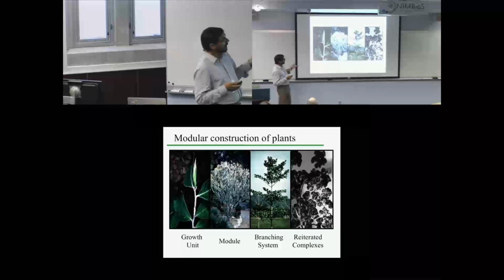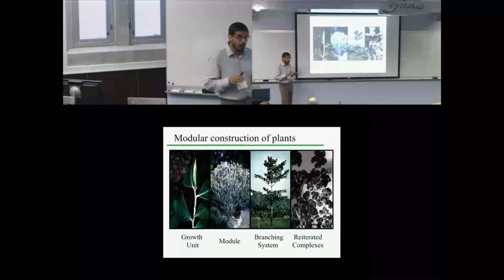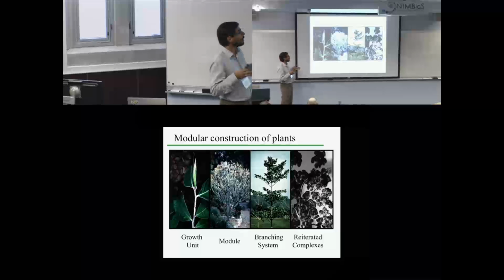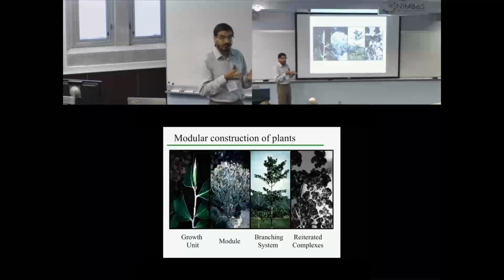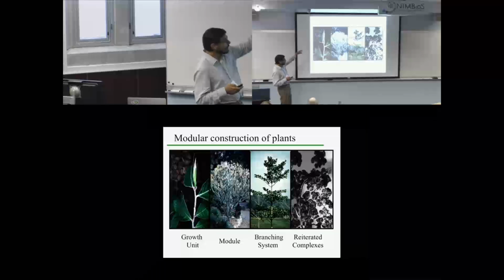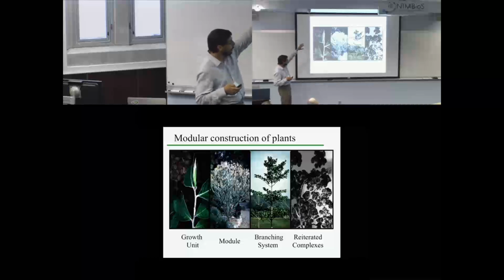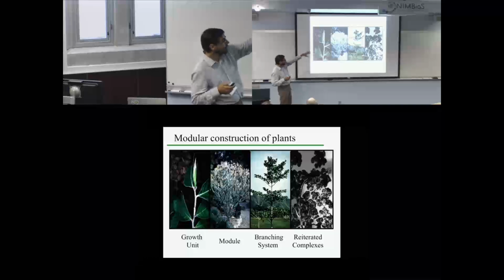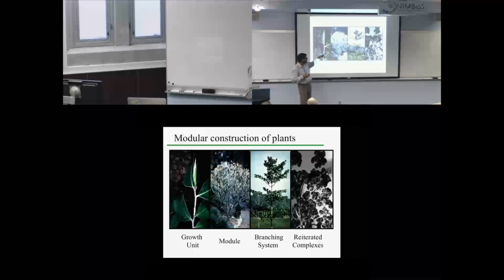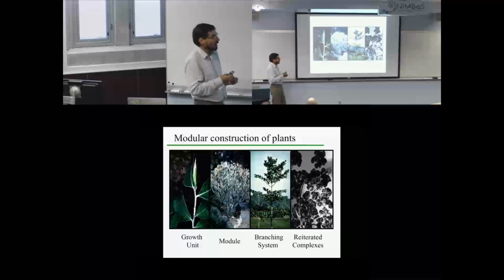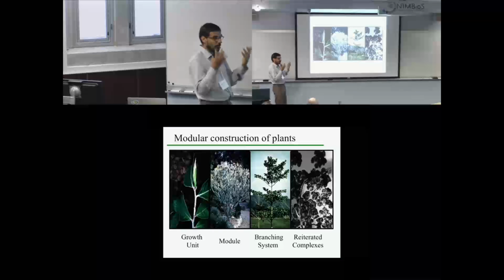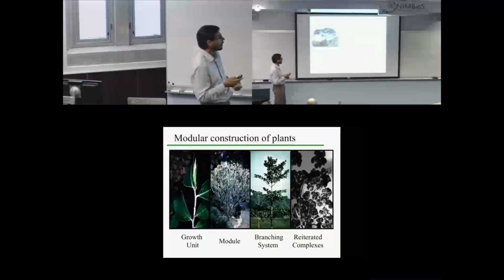So plant architectures are constructed of a small number of modules of botanical entities. A growth unit is formed of internodes. A module is a kind of set of growth units. A branching system is formed of different modules, and reiterated complexes are a way the plants reiterate. That is, you will see in the tree architecture the same structure inside the structure.